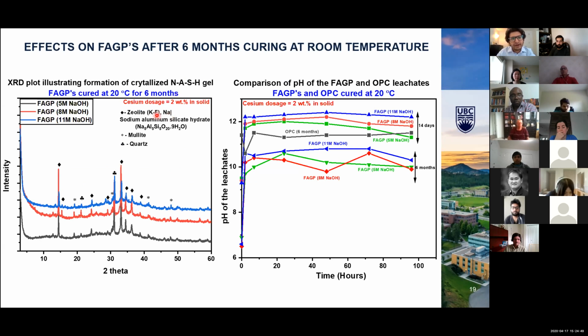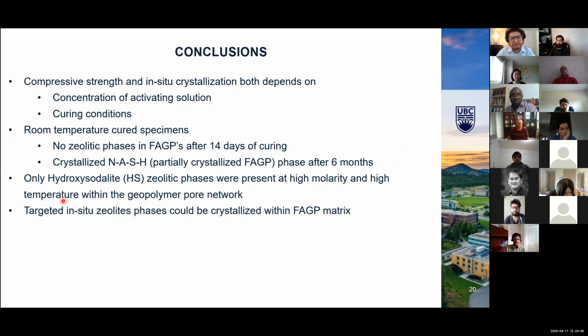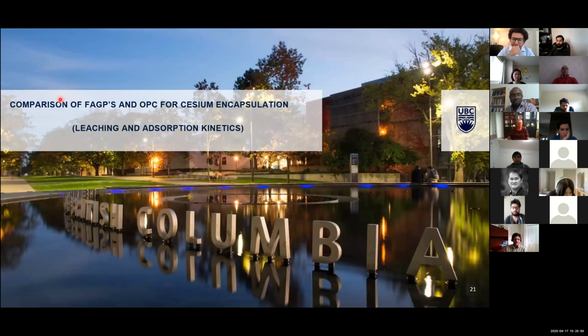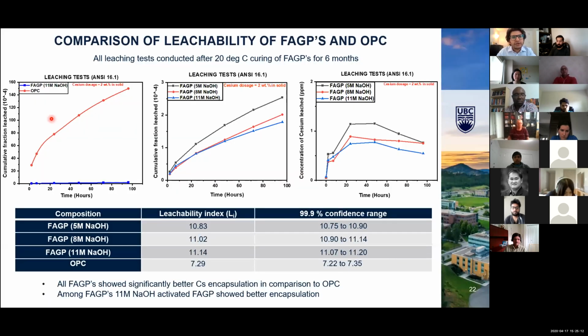a longer period of time, we start to gain strength as well as a certain crystallization happening within the material. So I used the samples that were cured for 6 months at room temperature for the leaching test as well as the adsorption test. If we compare the leaching of cesium from these fly ash geopolymers, I followed a standard called ANSI 16.1, which is well known among the nuclear society.